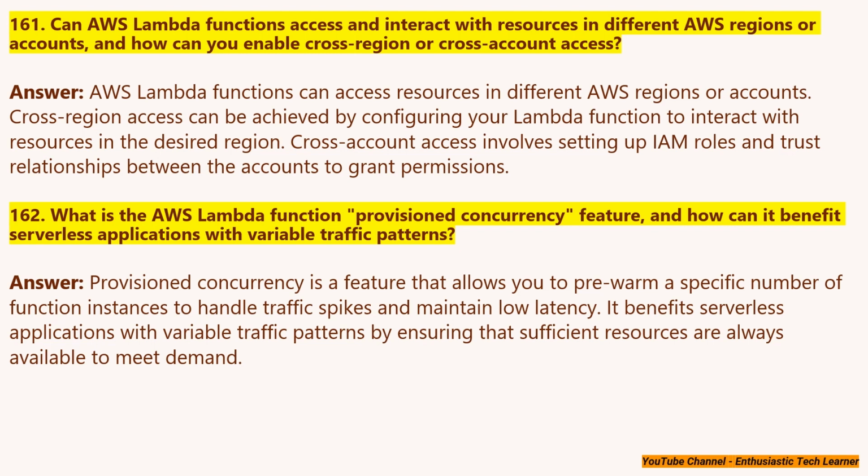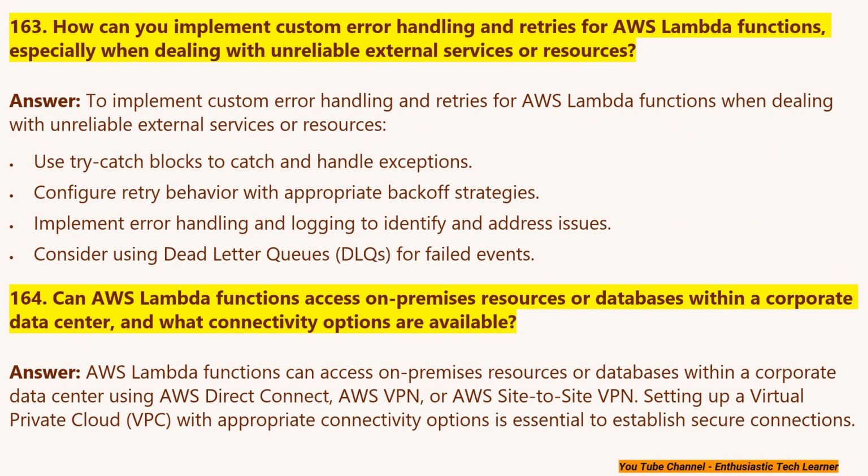What is the AWS Lambda function provision concurrency feature, and how can it benefit serverless applications with variable traffic patterns? Provision concurrency is a feature that allows you to pre-warm a specific number of function instances to handle traffic spikes and maintain low latency. It benefits serverless applications with variable traffic patterns by ensuring that sufficient resources are always available to meet demand.